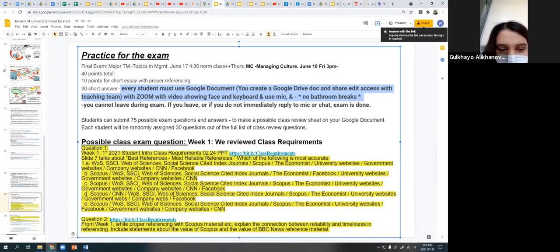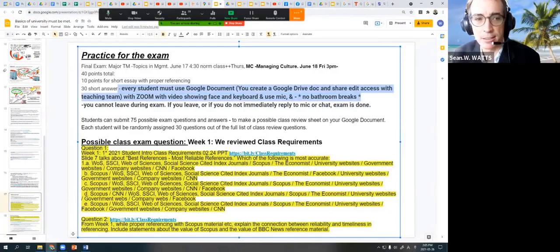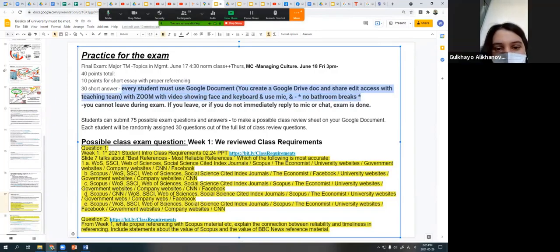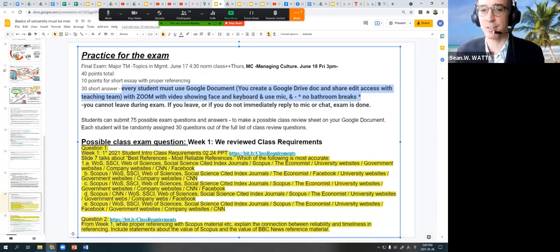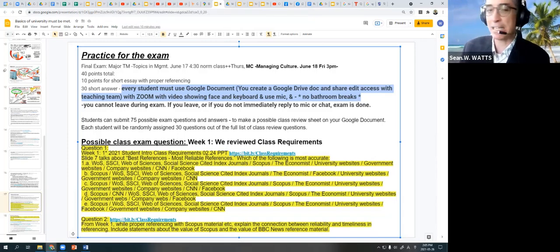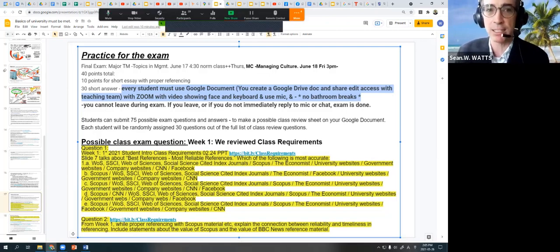Which one, Professor? What I have highlighted. Every student must use Google document. You create a Google Drive doc and share edit access with teaching team with Zoom with video showing face, keyboard, and use mic. No bathroom breaks. You cannot leave during exam. If you leave or if you do not immediately reply to mic or chat, exam is done. Great, thank you. And that's one of the main things that hopefully this is matching you guys as millennial generation and Generation Z. One of the characteristics of Generation Z is it's always online. Everything is plugged in online.